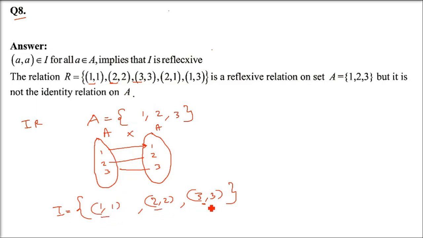See, this is a reflexive relation, but this is not an identity relation because identity is only (1,1), (2,2), (3,3). Because in identity, (a, a) should belong to I. So this particular relation which we have chosen is a reflexive relation, but this reflexive relation is not an identity relation because identity relation is (1,1), (2,2), (3,3). I hope you got the idea. The relation we have taken is by itself reflexive, but we wanted to prove that the converse is not true.